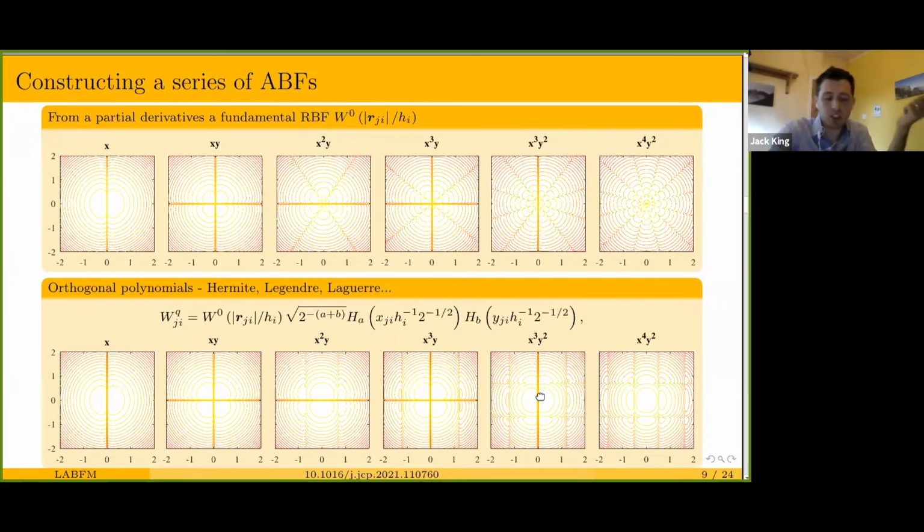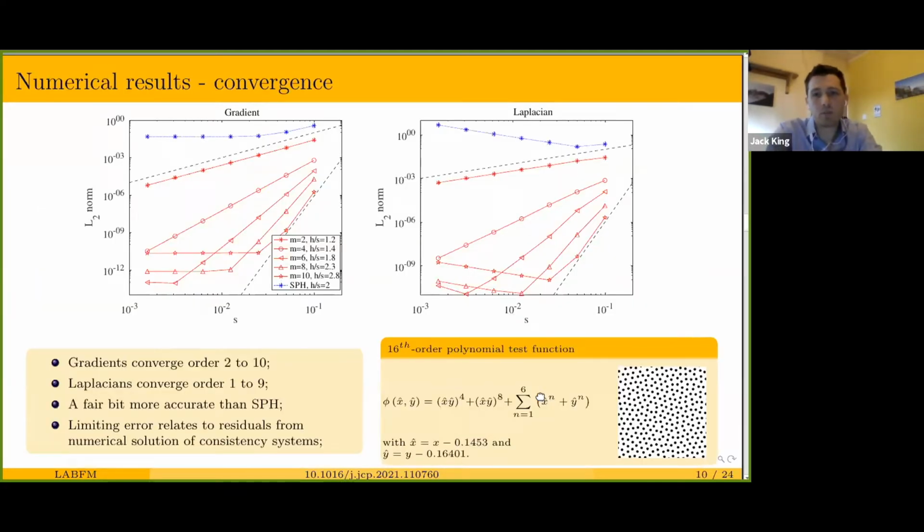We build consistency correction matrices using some choice of anisotropic basis function. We solve them, and then we store some weights, which we use in sort of finite difference style discrete operators for our gradients or Laplacians. So I'll now move on to some numerical results.